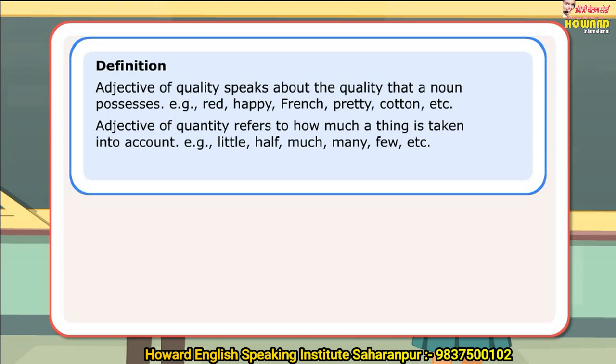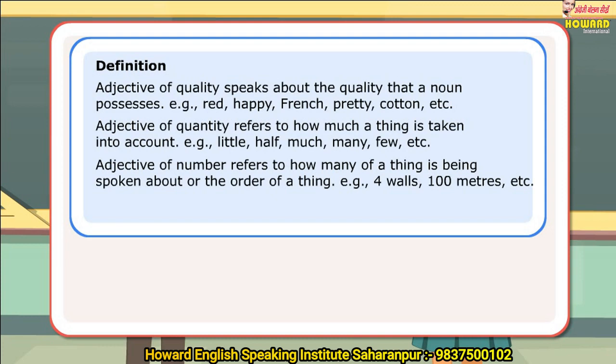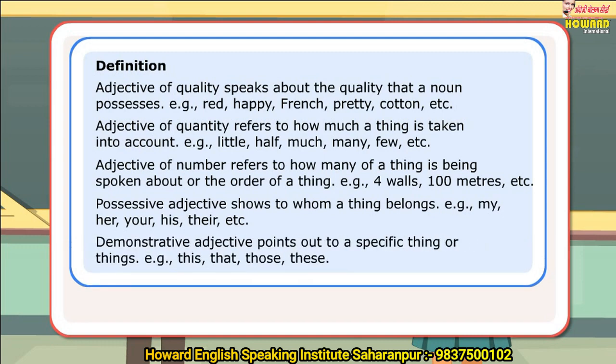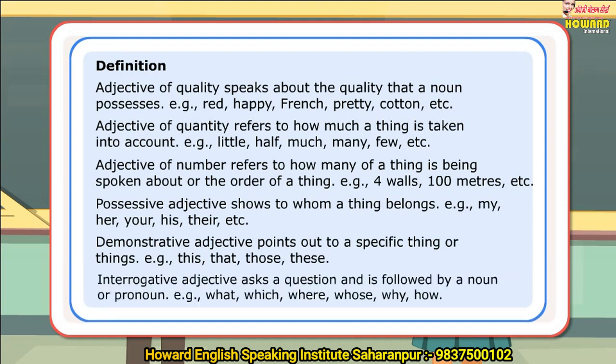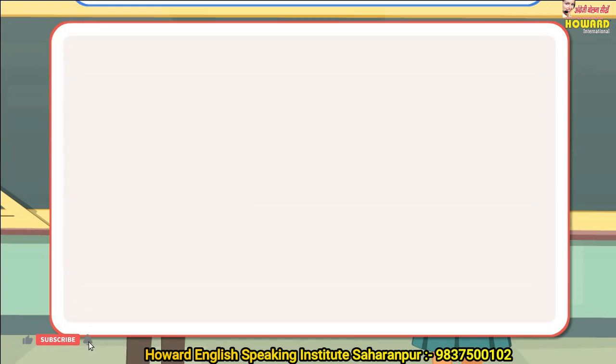Adjective of quantity refers to how much of a thing is taken into account. Adjective of number refers to how many of a thing is being spoken about or the order of a thing. Possessive adjective shows to whom a thing belongs. Demonstrative adjective points out a specific thing or things. Interrogative adjective asks a question and is followed by a noun or pronoun. Let us look at a few sentences.